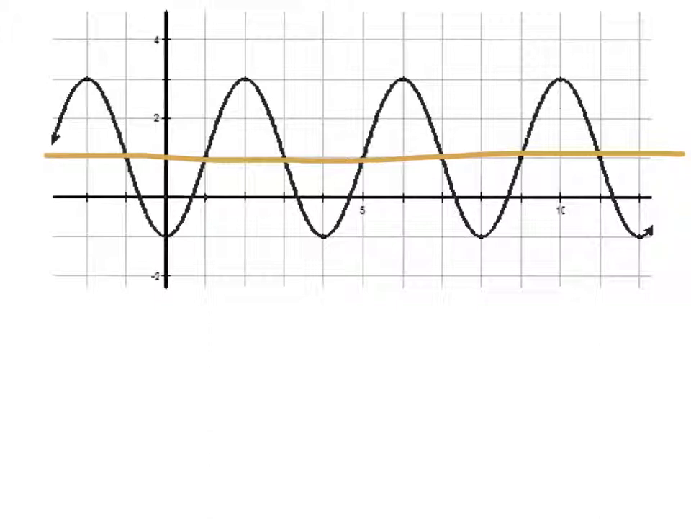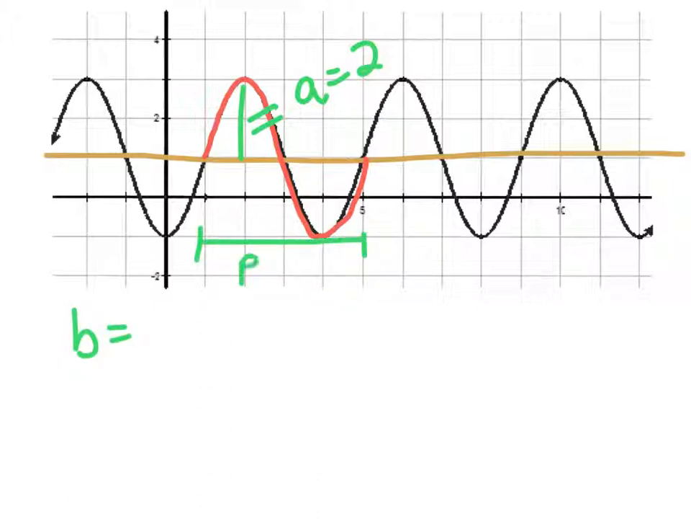So I'm going to do a sine from here to here. So that means my amplitude is 2. My period goes from 1 to 5. So my period is 4. So 2 pi over 4 is pi over 2. That's my b. My c is my phase shift, which is right here.